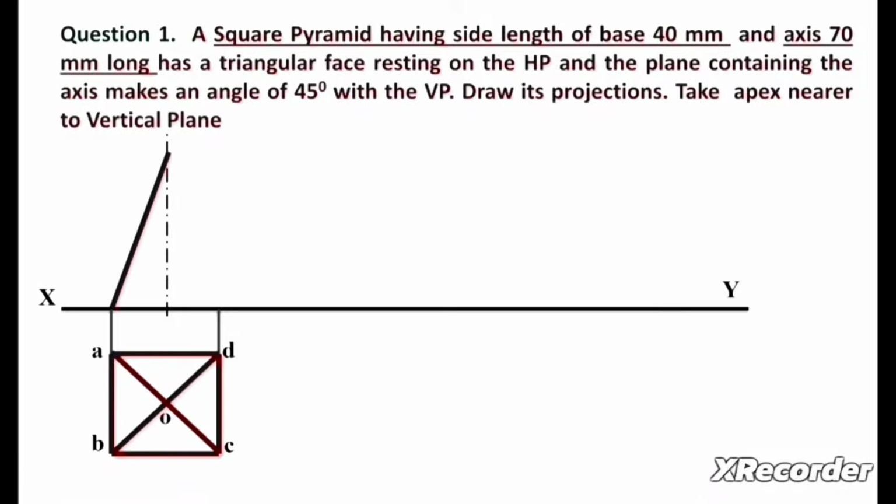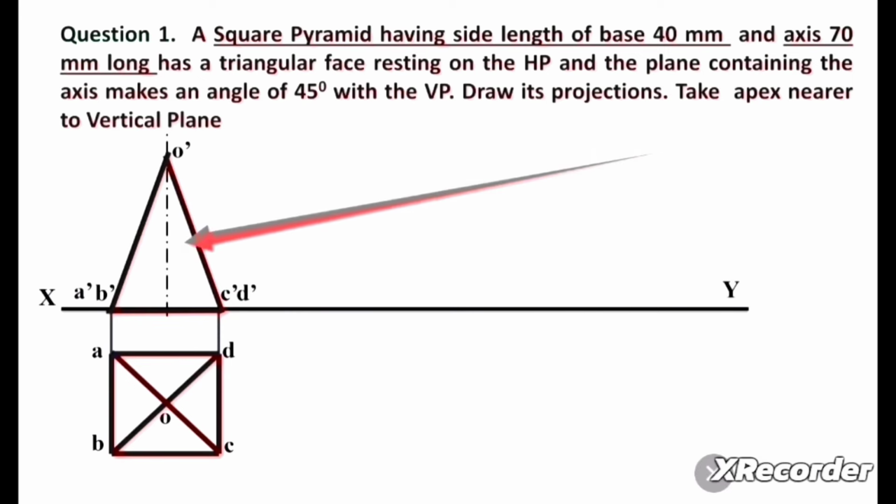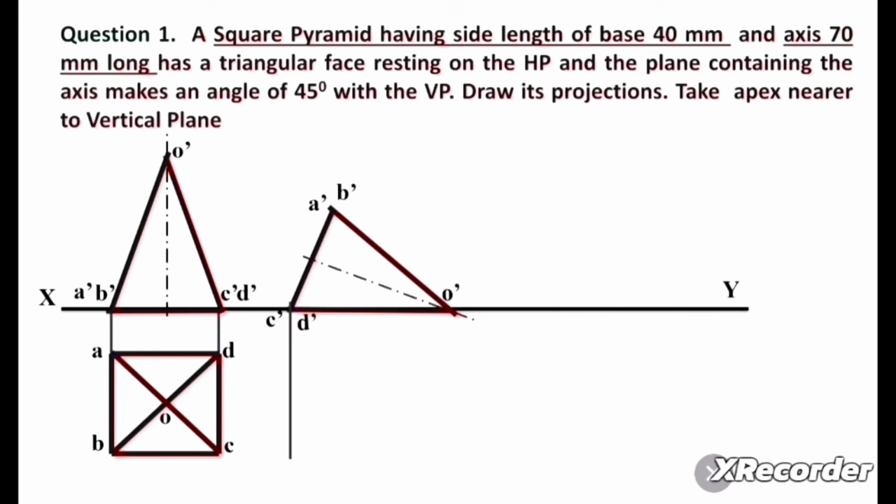Now we can join these points. We can mark here points A dash, B dash, C dash and D dash, and this is point O dash. The length of this line is 70 mm, the axis length. To prepare this triangle, we can mark this point C dash, D dash anywhere on the XY line. Now we can consider radius equal to O dash C dash. Consider C dash as center point, and with C dash O dash radius, we can draw one arc on the XY line. So we will get here point O dash.